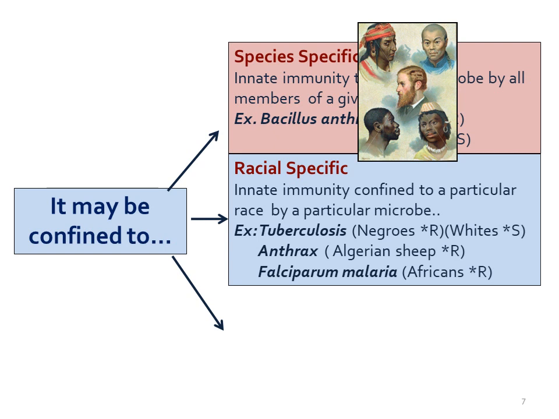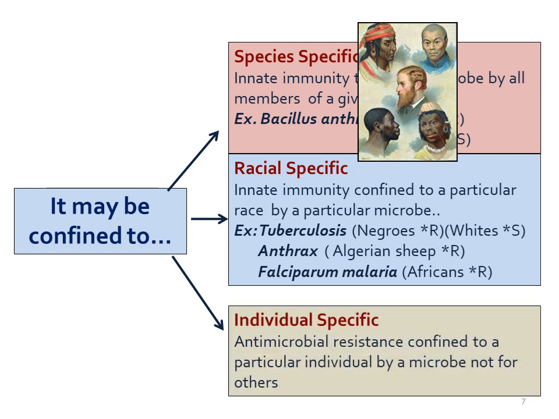How is this happening? Is this because of vaccination? No, not at all. That's because of innate immunity, which is already existing in the body and giving protection depending on different types of races for the same organism. And individual-specific innate immunity means antimicrobial resistance confined to a particular individual against a microbe, not for others.